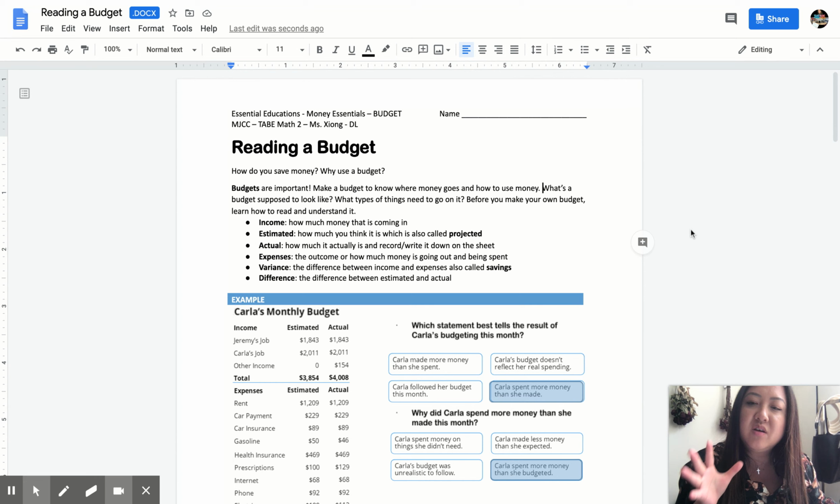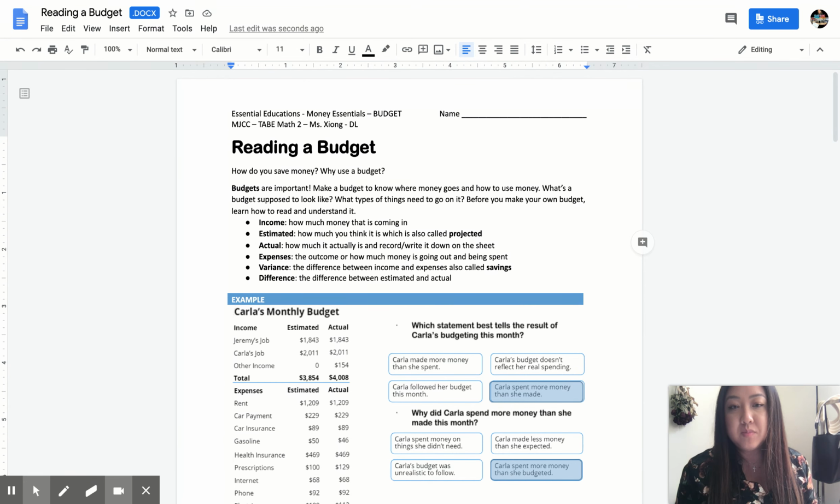Okay, so now we're going to look at reading a budget. How do you save money? And why are we using a budget? Remember that budgets are very, very important. You make a budget to know where your money is going and how to use money.